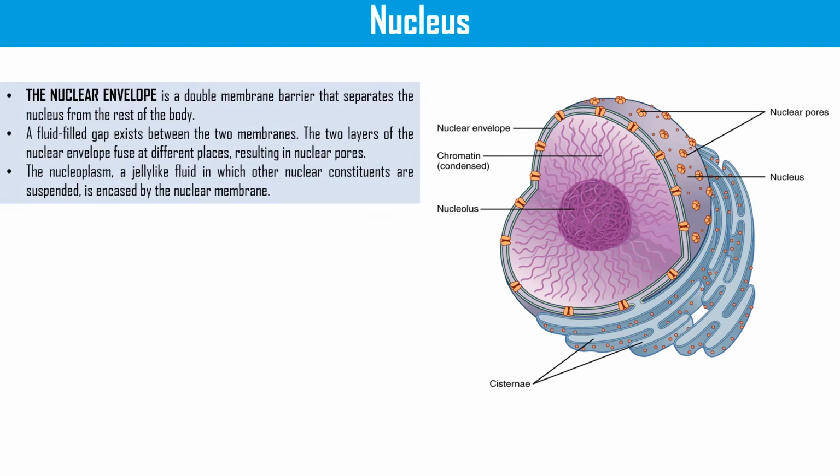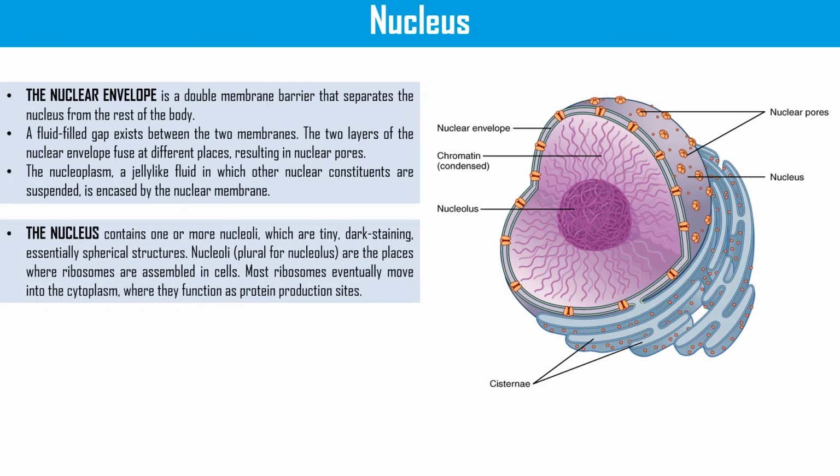Starting with the nuclear envelope. It is a double membrane barrier that separates the nucleus from the rest of the cell. A fluid-filled gap exists between the two membranes. The two layers of the nuclear envelope fuse at different places, resulting in nuclear pores. Nucleoplasm, a jelly-like fluid in which other nuclear constituents are suspended, is enclosed by the nuclear membrane.